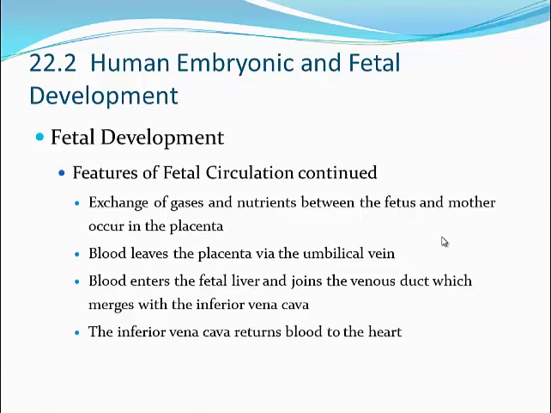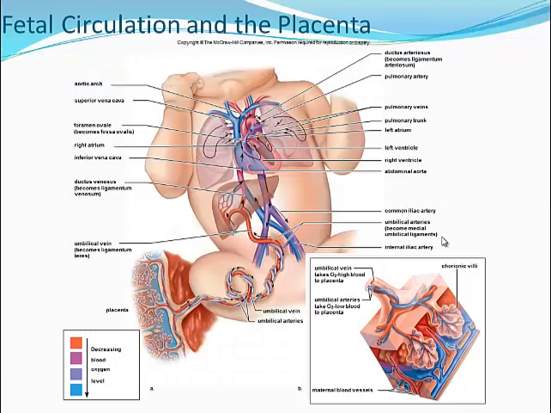The umbilical arteries and vein run alongside each other in the umbilical cord, which is cut at birth, leaving the umbilicus, or navel. This umbilical cord facilitates the exchange of gases and nutrients between the fetus and the mother. Blood leaves the placenta through the umbilical vein. It enters the fetal liver and joins the venous duct, which merges with the inferior vena cava. The inferior vena cava returns the blood to the heart. And here's our diagram.